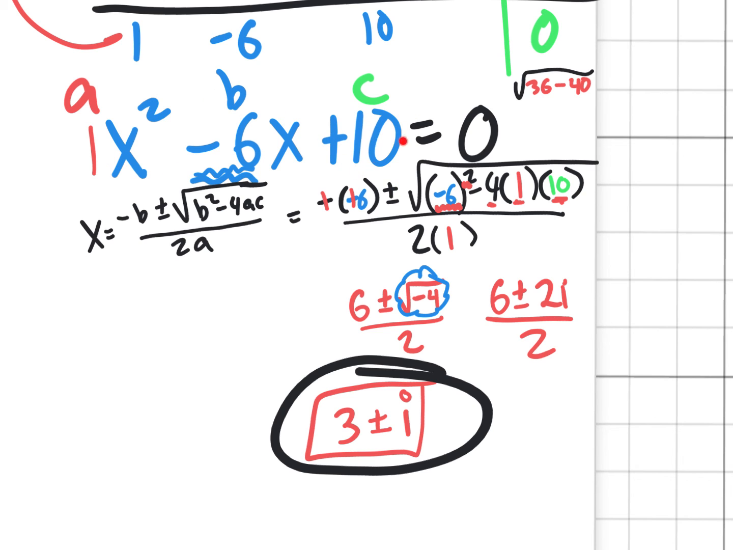When you start thinking, what times what is 10? That if you add together is -6. 1 times 10 doesn't work. 2 times 5 doesn't work. There is no possible combo. So you know it's not factorable. So that's how you know, well, if it's not factorable, you could always fall back on the quadratic formula. So always try to factor first. If you can't factor, then for sure go for the quadratic formula.